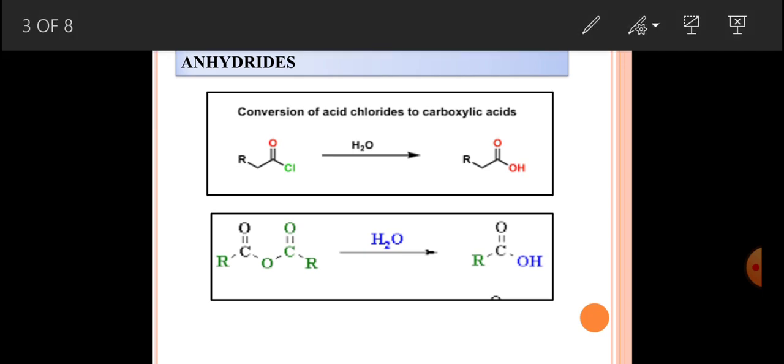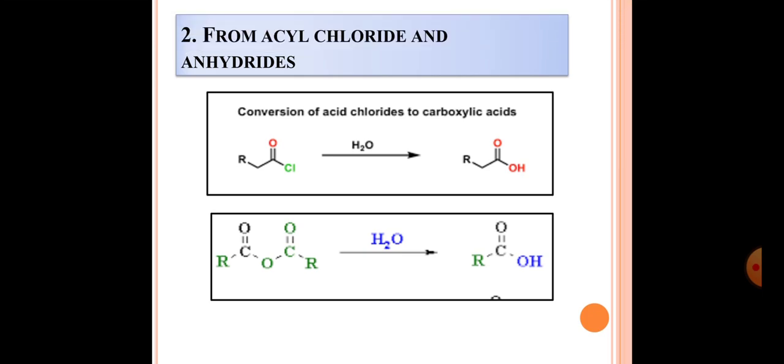Second, acid anhydride. What is anhydride? The acyl group is R C double bond O. When it is attached to chlorine, it is acyl chloride. If there is no chlorine, what group is that? Acyl. R C double bond O, R C double bond O, and when these two groups are attached through this oxygen bond, then it is called an acid anhydride.